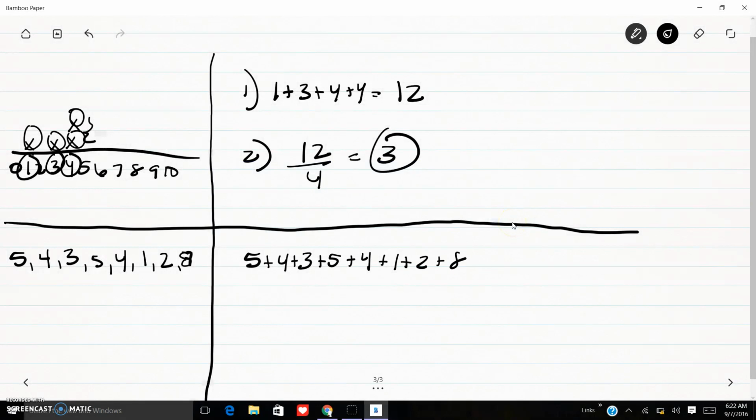Okay, so 5 plus 5 is 10, 4 plus 4 is 8, so it's 18, 19, 20, 21, 22, 23, 24, and so this should be 32. How many numbers do I have? I have 1, 2, 3, 4, 5, 6, 7, 8. 32 divided by 8 is 4. So my average number in that is 4. Okay, so get on to Google Classroom and do a little quiz, and then we'll move on from there.